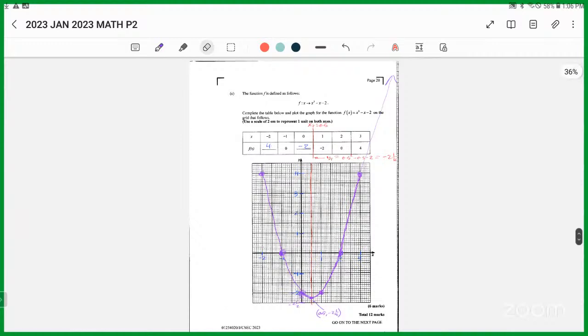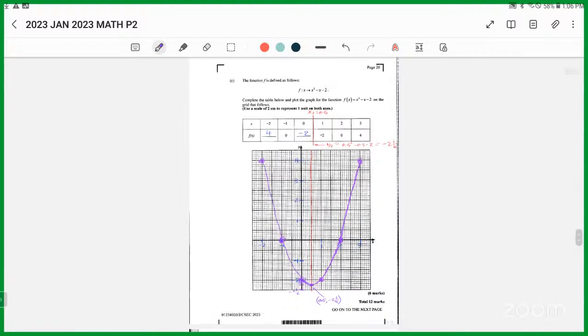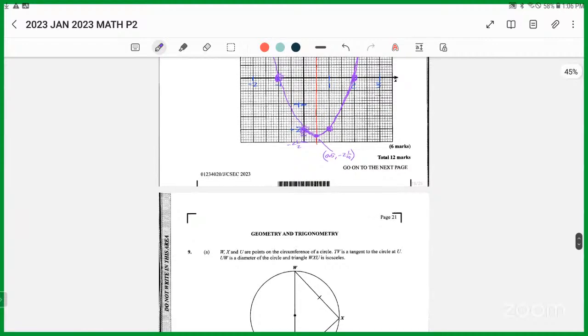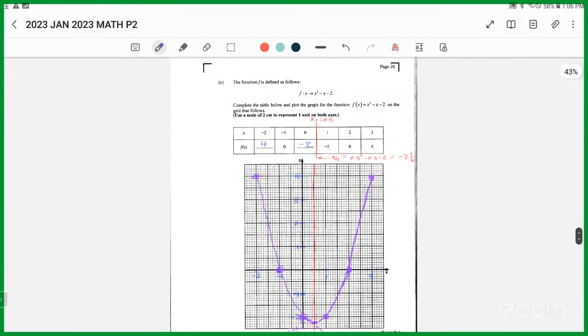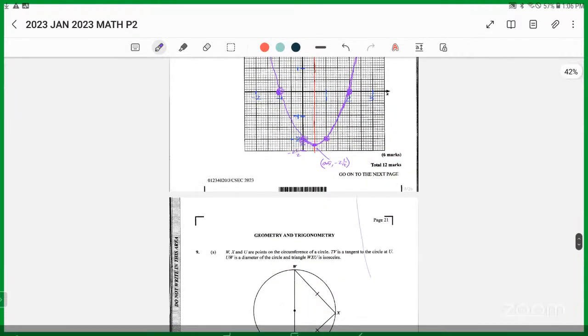Remember, your function value is a y value. You put in x values, the domain values, and the function gives you those y values. All right? Question done. Let's draw the graph. So that's it. Number 9.